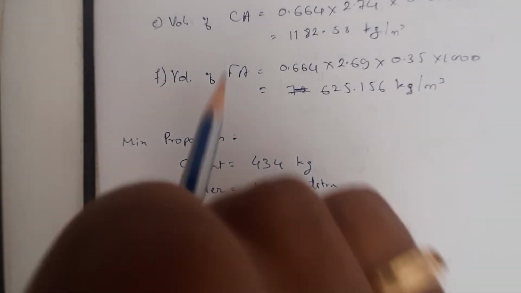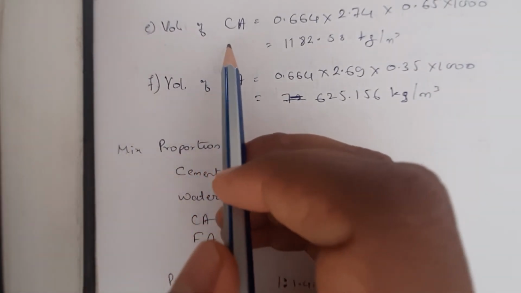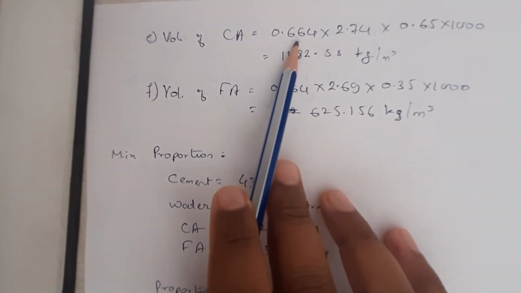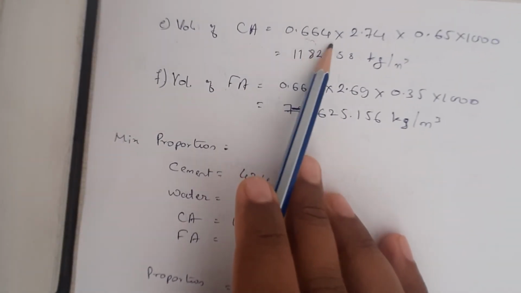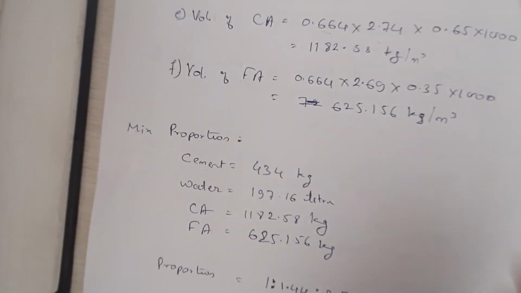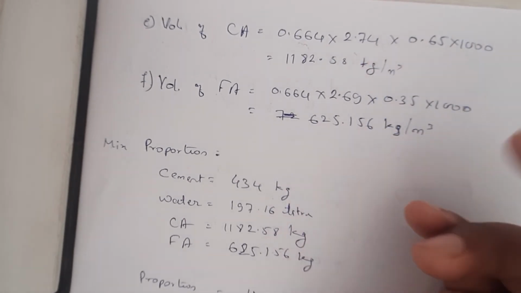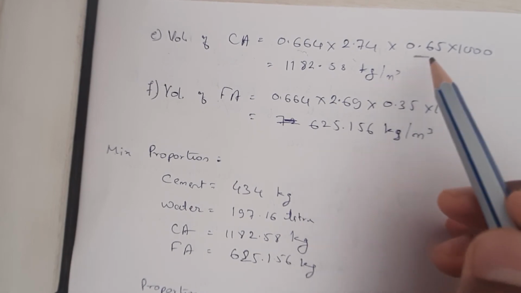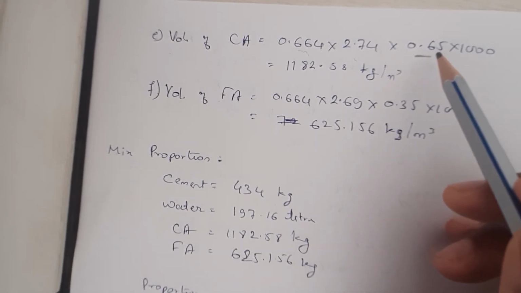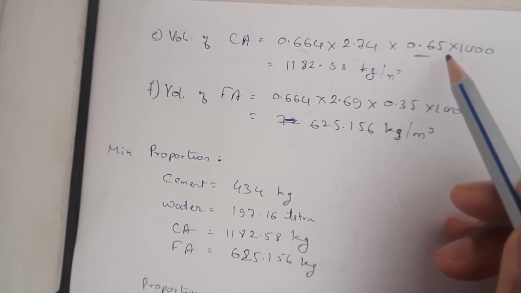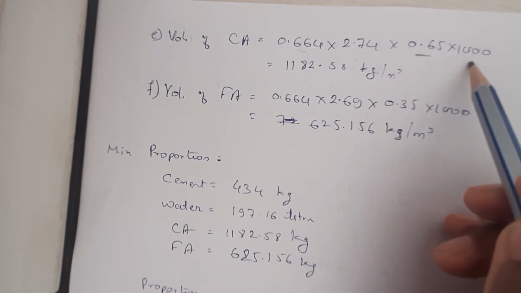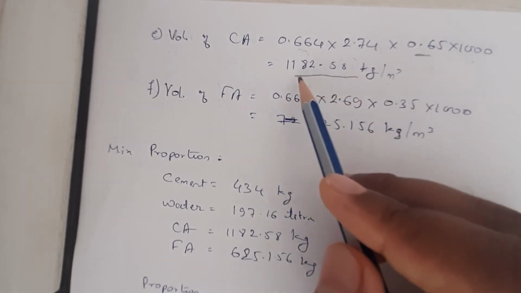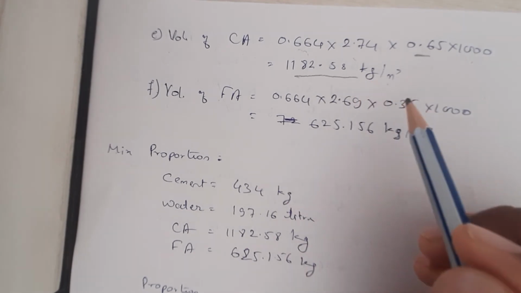So from this, we have to calculate the volume of the coarse aggregate. 0.664 is the total volume of the aggregate, multiplied by the specific gravity of the coarse aggregate, that is 2.74, as given in the problem. And next, we have the amount ratio we have calculated, that is 0.65 for the coarse aggregate, and into 1000 to convert it into kg per meter cube. So I have got the value as 1182.58 kg per meter cube.